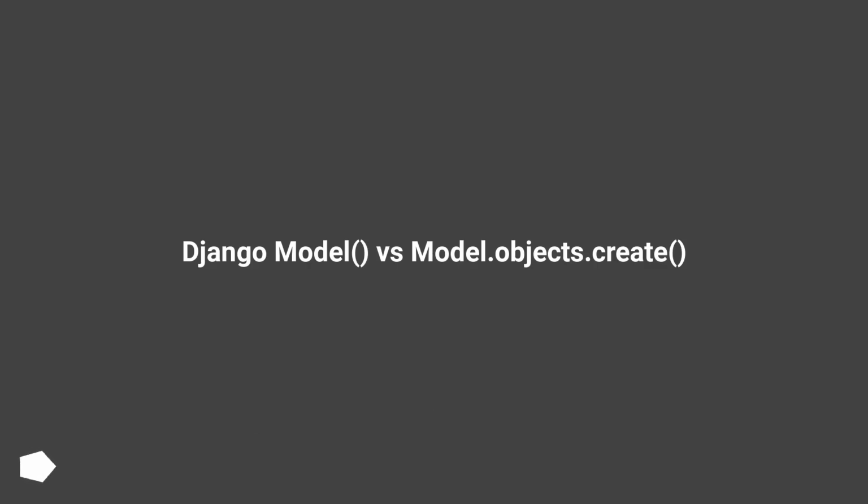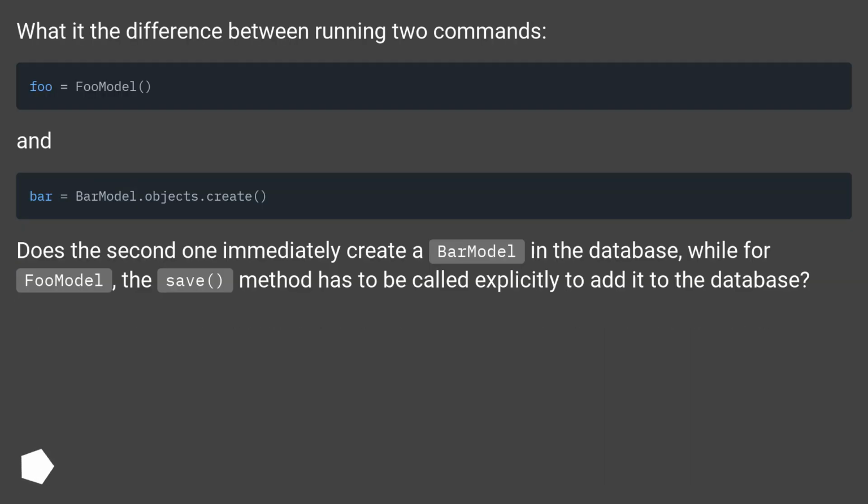Django model versus Model.objects.create. What is the difference between running two commands? And, does the second one immediately create a bar model in the database, while for foo model, the save method has to be called explicitly to add it to the database?